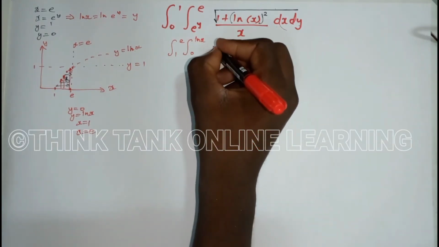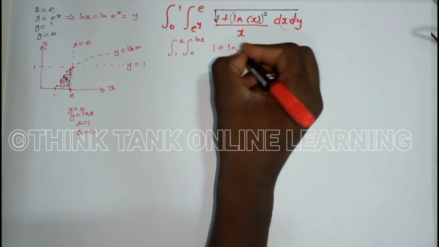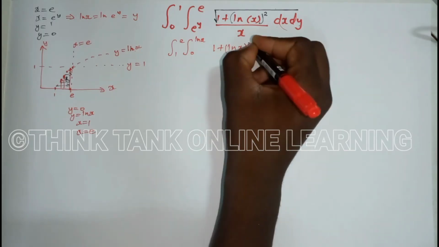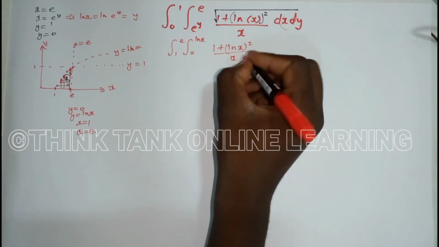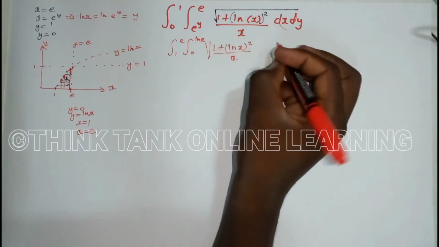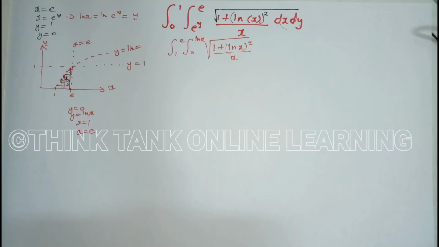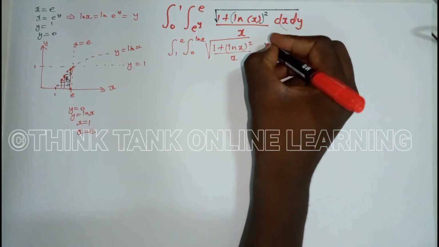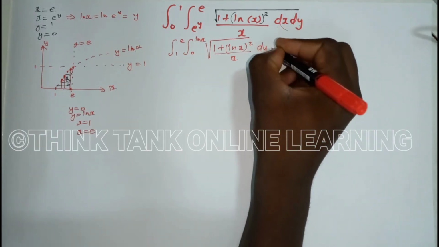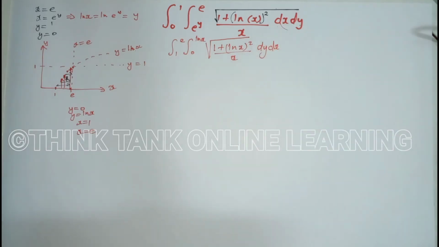Now let's write our problem. The square root of 1 plus ln x squared, divided by x. We're not going to change anything here. The order of integration doesn't affect our integrand. That doesn't change the value of our integrand. So you're going to say dy dx like this.